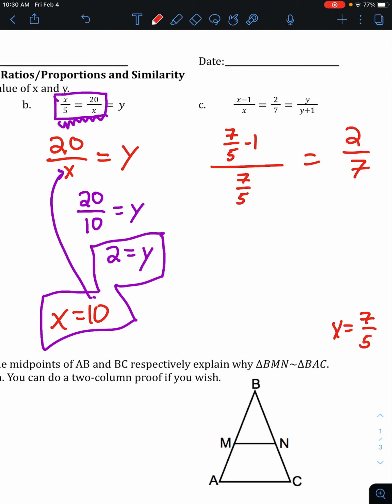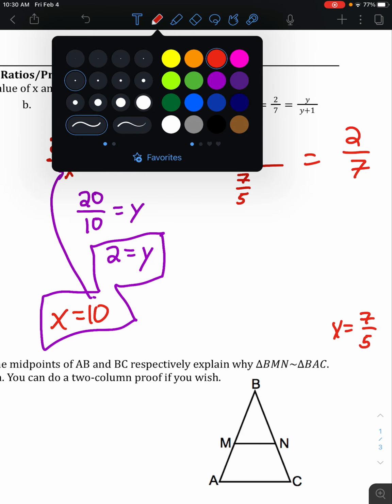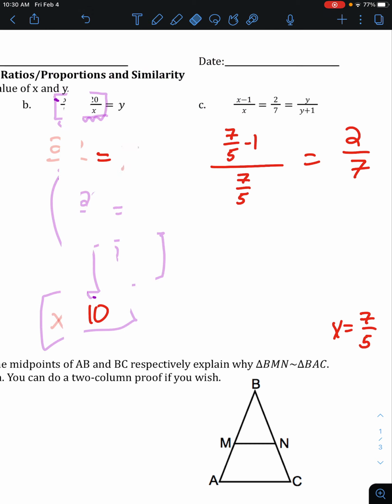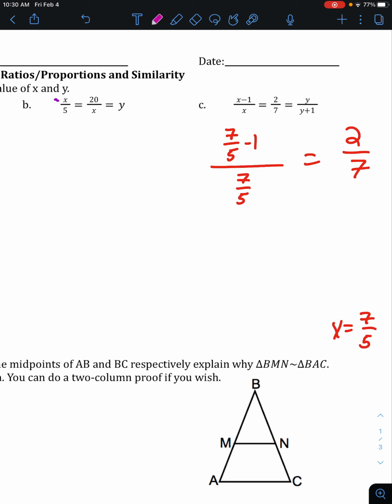I want to check this. We could do all this math with the fractions, but that would be a little annoying to start. What I'm going to use is the fact that if we are dividing by a fraction, that is equivalent to multiplying the reciprocal. So I can rewrite this as 7 over 5 minus 1 times 5 over 7. So I'm going to multiply by the reciprocal of the denominator rather than dividing.